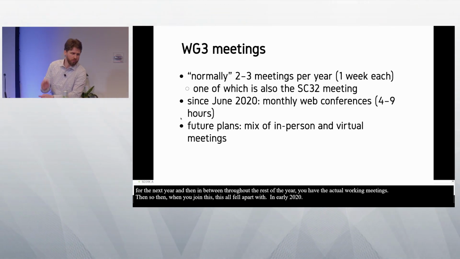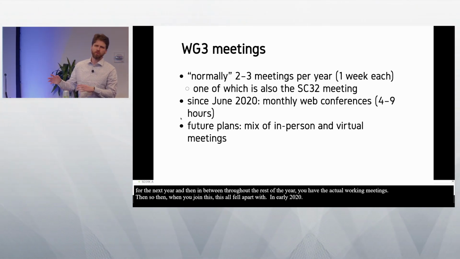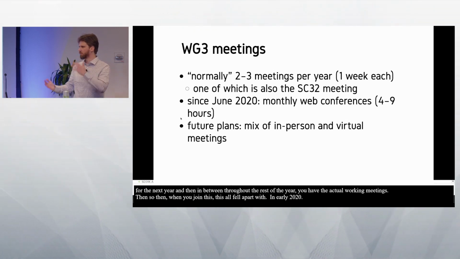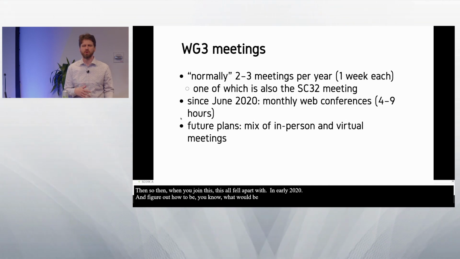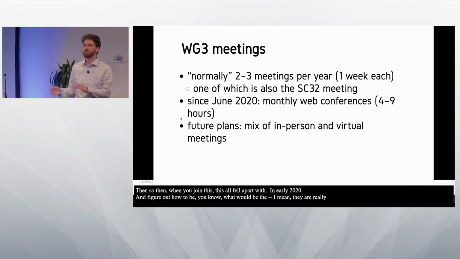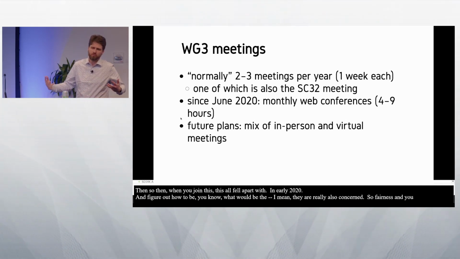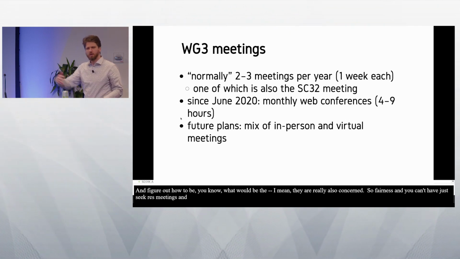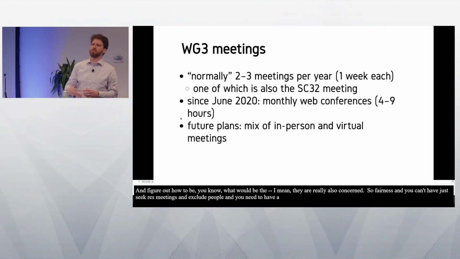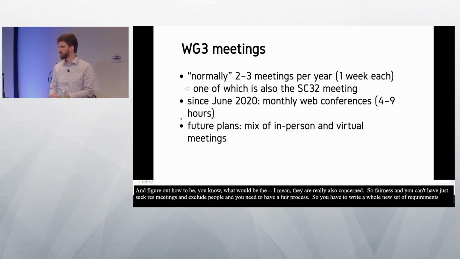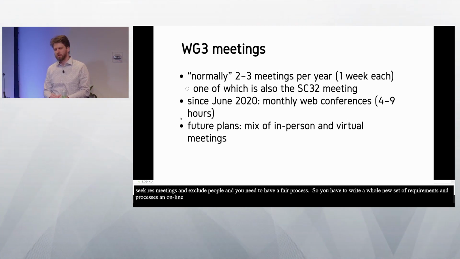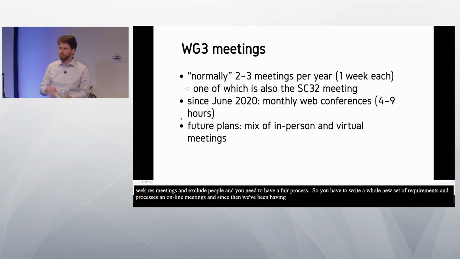So they all had to make up new stuff, and figure out what would be reasonable, because they are really concerned about fairness, and you can't just have secret meetings and exclude people. You need to be sure to have a fair process. So they had to write a whole new set of requirements and processes to hold online meetings, and since then we've been having monthly online meetings, using Zoom.